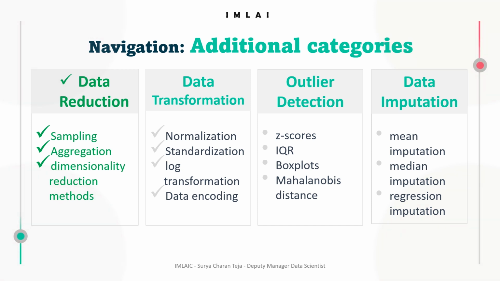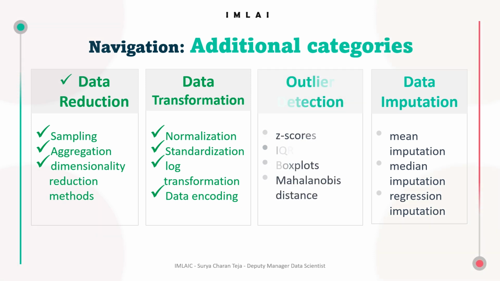Then we moved on to the data transformation. In data transformation, we have seen normalization, standardization, log transformation, and data encoding. In data encoding, we have seen 6 to 7 techniques of data encoding. So now we will be entering into the new tools and techniques of additional categories.